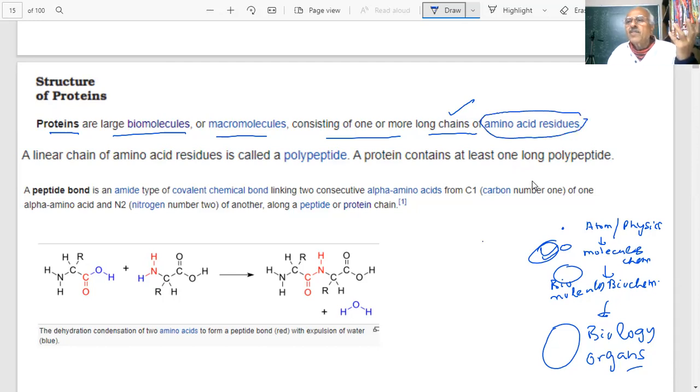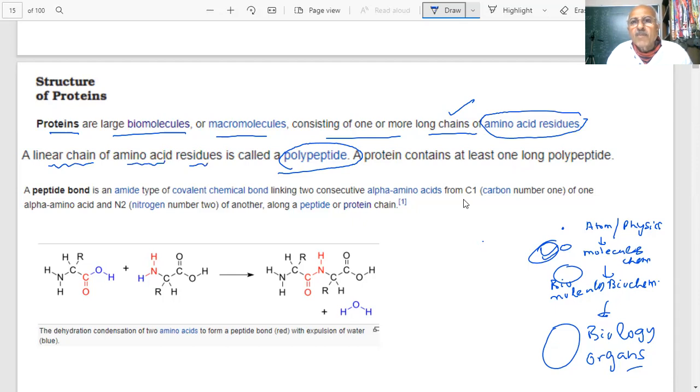There are many amino acids, students. We have shown only 20 natural ones, but beyond that there is no end; there are so many amino acids. A linear chain of amino acid residues is called a polypeptide. Dipeptide means two amino acids combined. Tri means three, tetra means four. But when very many combine, there will be a linear chain, and that will be called a polypeptide.